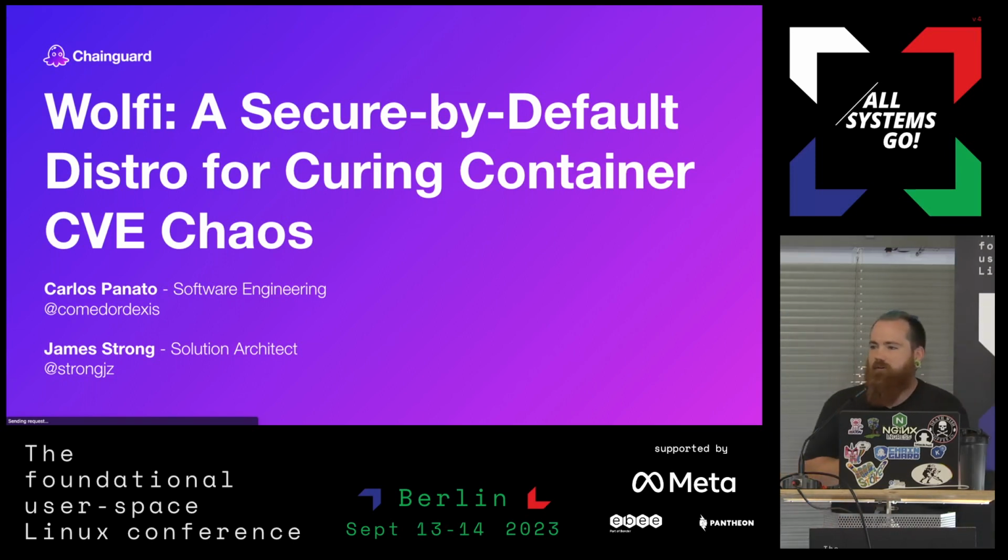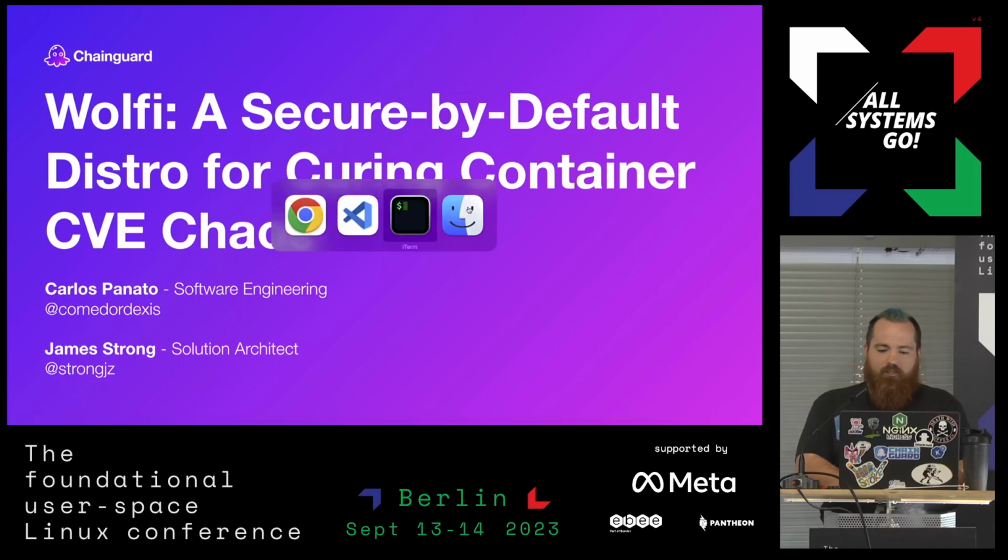Before we get started, I want to have a little fun with this one. How many CVEs are in the Docker Hub nginx container right now? Many. Okay. I can tell you exactly how many are in the ChainGuard image. That many.